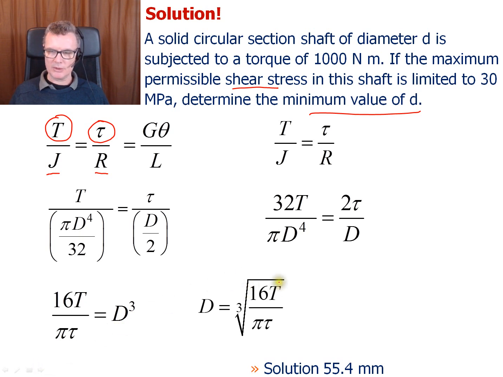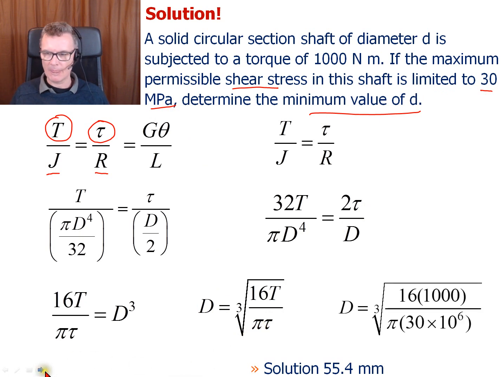We want to put this into our calculator, so we want to put 16 times the 1,000 divided by pi, and the maximum stress that we're allowed is the 30 megapascals, so we put in the 30 megapascals there. So there we go, and we should get a solution of 55.4 millimeters.